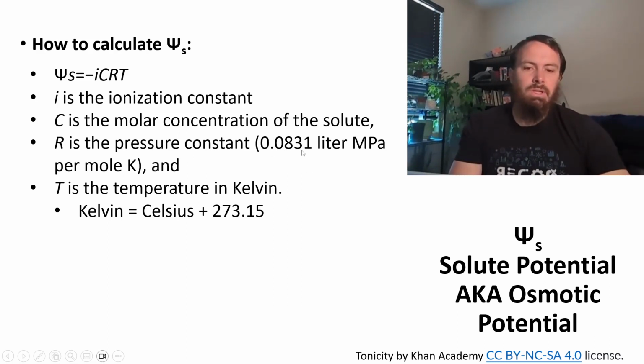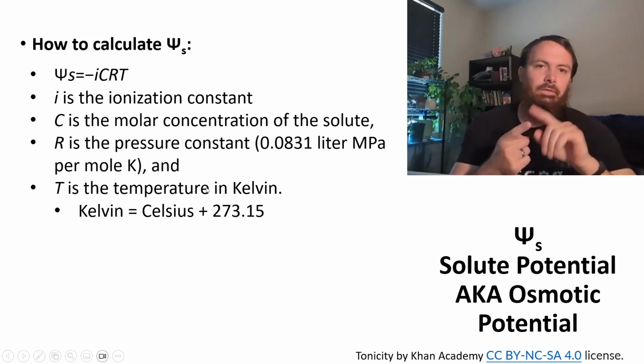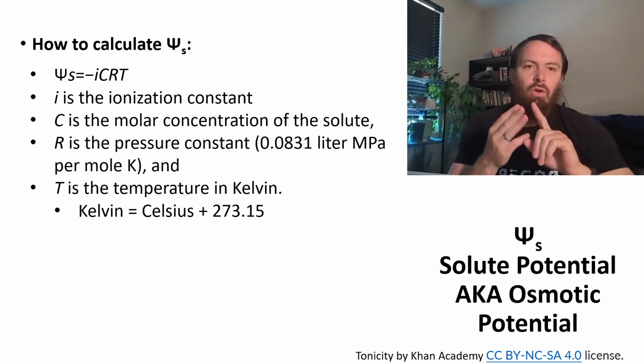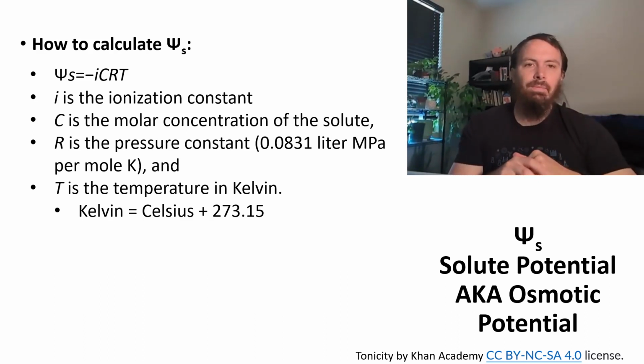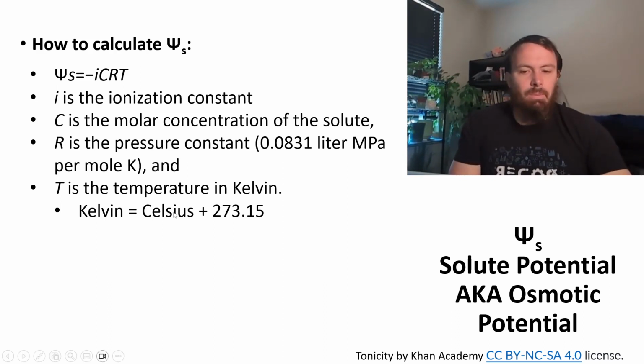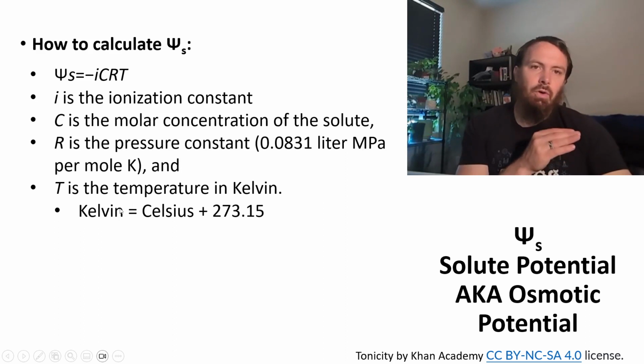So R will always equal 0.0831. Now, T in the equation is temperature, and it's temperature in Kelvin. So you have Fahrenheit, Celsius, and Kelvin. We don't use Kelvin very much. It's used in different fields of science, but this equation does use Kelvin. And so you'll often be given the temperature in Celsius, and you'll have to know how to convert it.